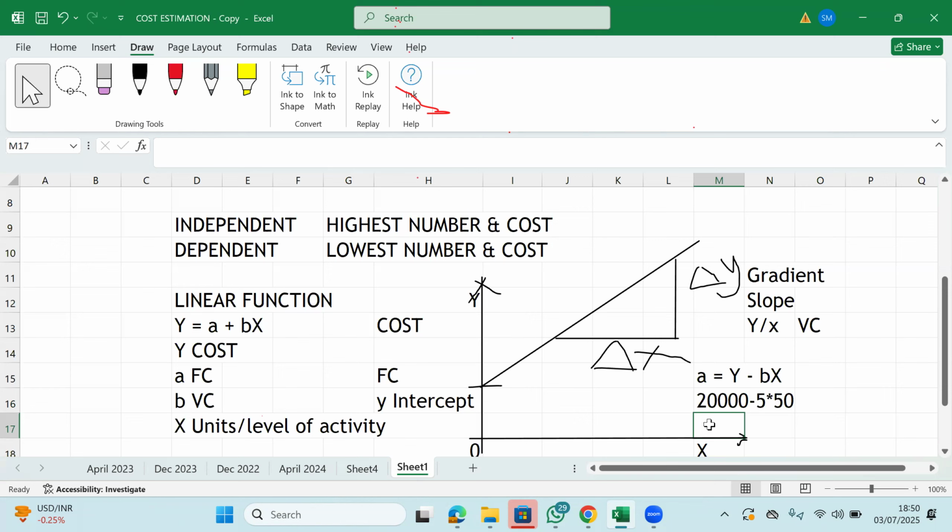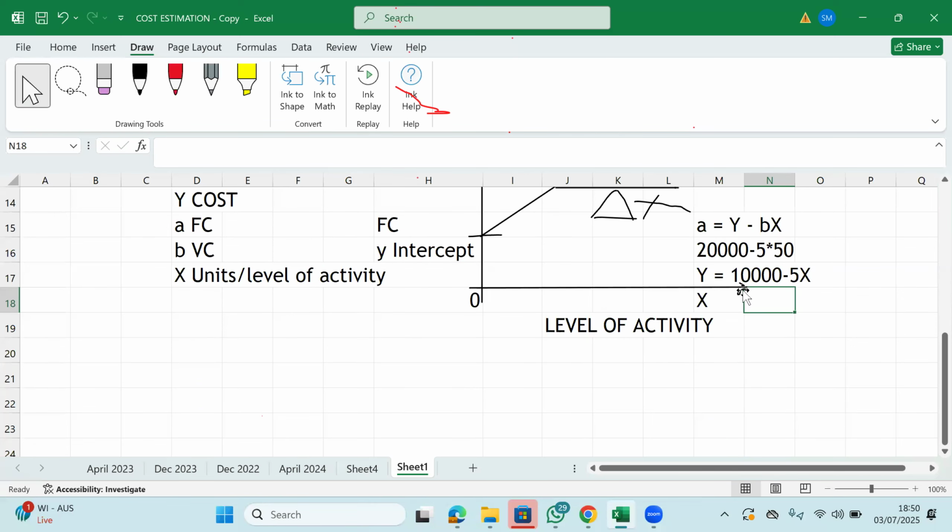Meaning our function can now be complete. We say Y is equal to A, say it is 10,000, minus your variable cost, which is 5x. With this function that we now have, we can proceed to estimate further costs of other students. Say you are interested in finding the cost of admitting even 1,000 students, or maybe 500 students.